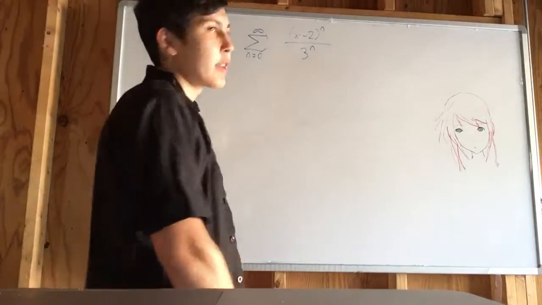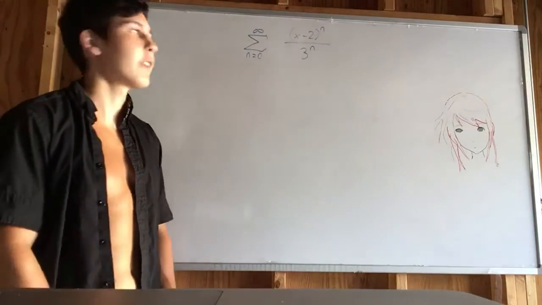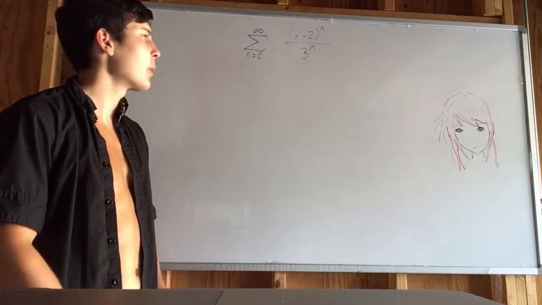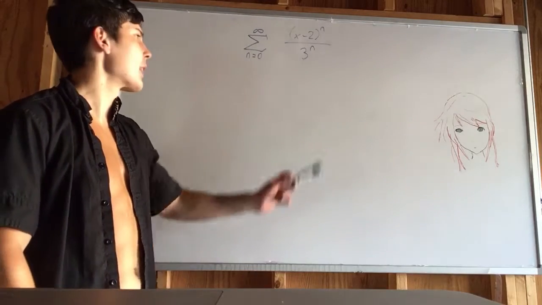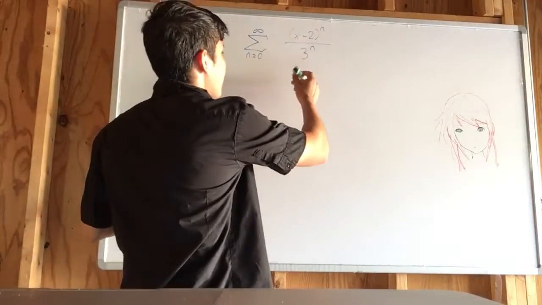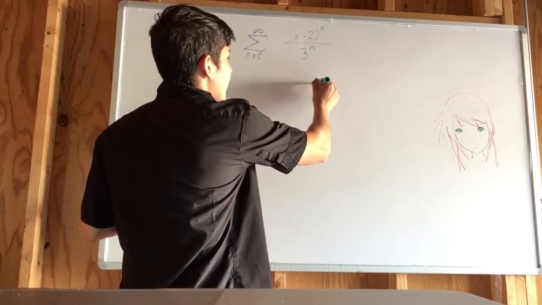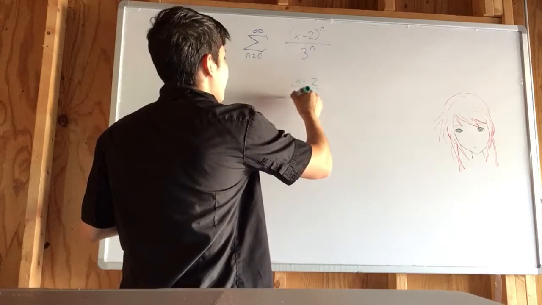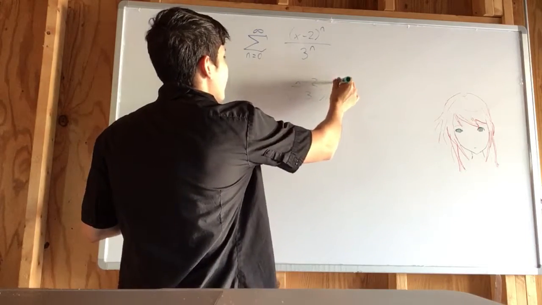Okay, we want to find the values for x for which this series converges. First of all, we want to notice that this is a geometric series because we have the same exponent here, and this entire thing could be just viewed as being taken to n. So we have (x minus 2)/3 to the n.